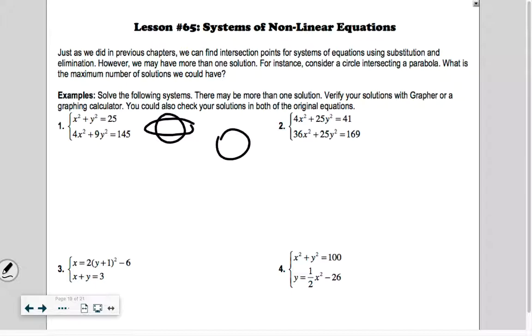So if you found a circle intersecting an ellipse, how many possible solutions could I have? 4. Now, could I have a circle intersecting an ellipse like this? Sure, I could have 2. Or I could have a circle intersecting an ellipse like this, right? I could have 1. Or I could have a circle and an ellipse and have 0 solutions. Okay, I don't know about 3. Could we get 3?